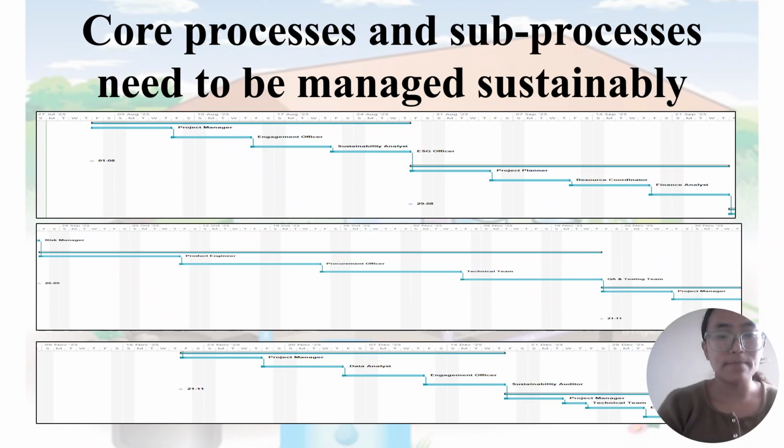Another slide is about the core processes and the sub-processes that need to be managed sustainably. The core processes have been identified as initiation, planning, execution, monitoring, and closure, making it possible to develop the visual representation with the Gantt chart of MS Project.